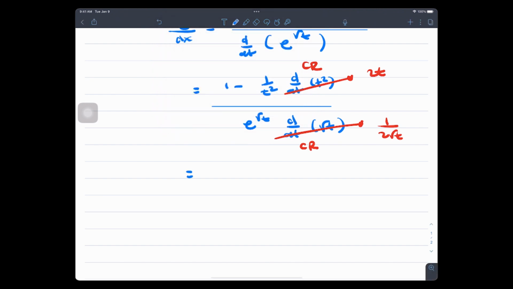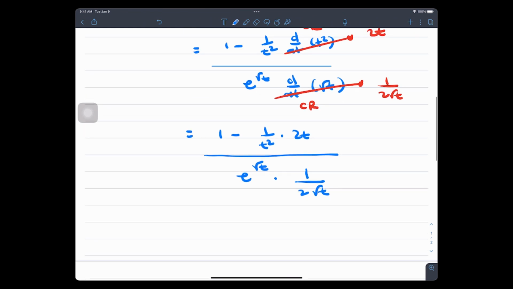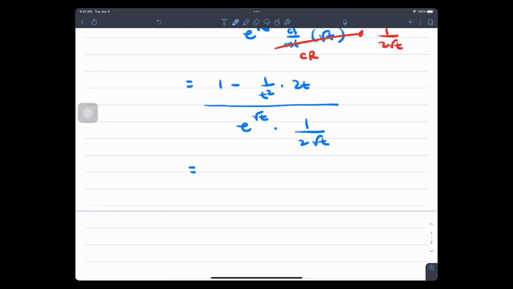And so now you get 1 minus 1 over t squared times 2t, everything over e to the square root of t times 1 over 2 square root of t. Okay, so now a little bit of algebra. You get 1 minus 2 over t, divided by e to the square root of t over 2 square root of t.